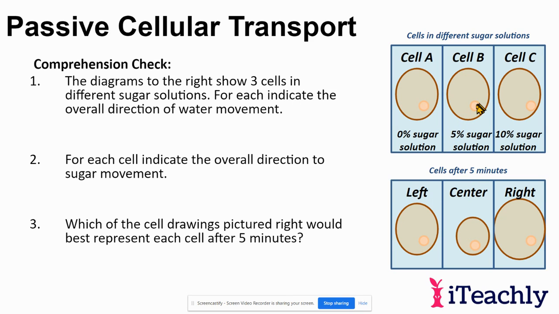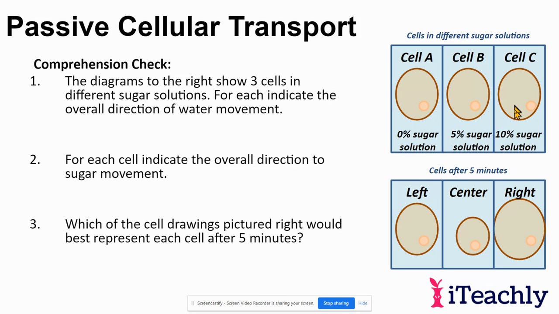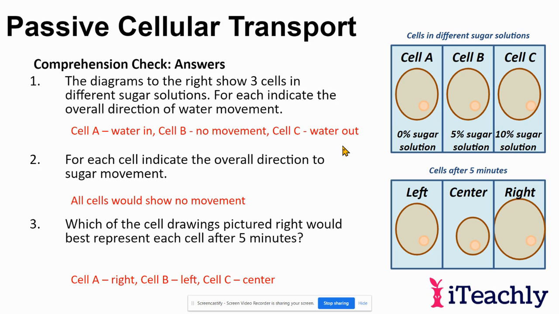This is basically considered isotonic, and this one is going to look the same. Here water is going to move in, here water is going to move out, and here water will move in and out, but there's going to be no net change. So this is hypotonic, this is hypertonic, and this is isotonic. I think that's what that says there, hopefully.